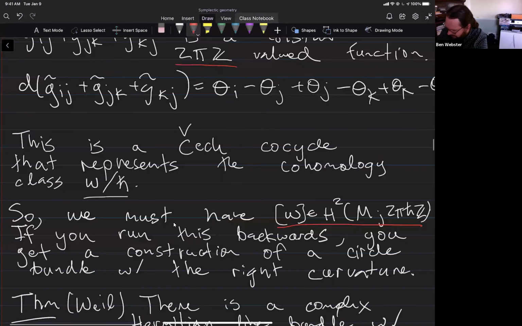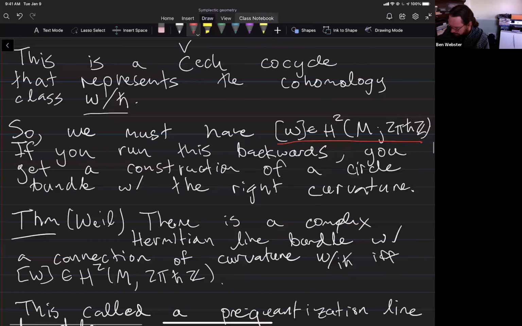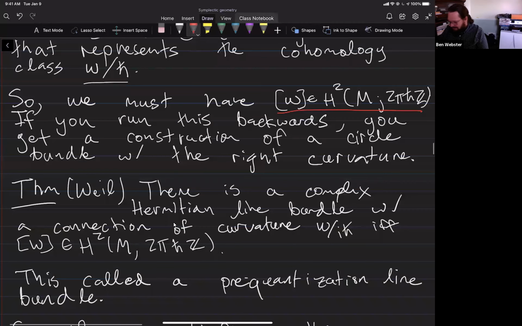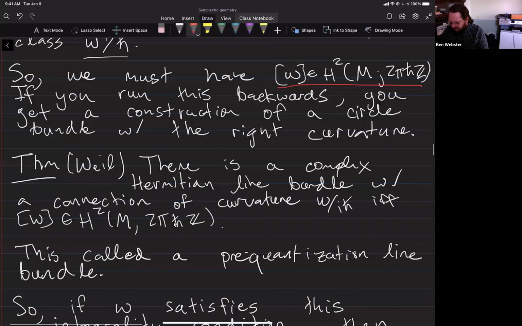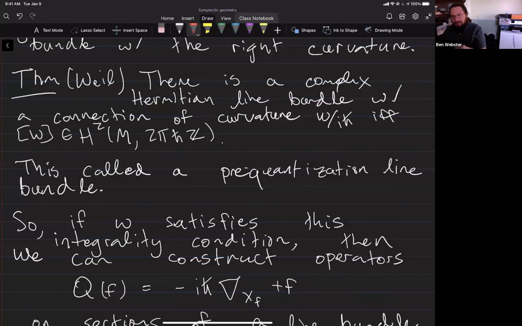So it's a theorem that there's a complex Hermitian line bundle with a connection of the correct curvature if and only if the symplectic form satisfies this integrality property. And such a line bundle is called the pre-quantization line bundle. The whole point of this is now, if omega satisfies this integrality, then we can construct this pre-quantum line bundle.